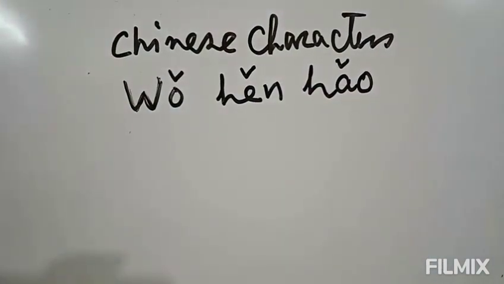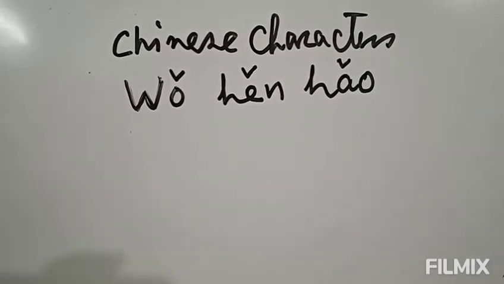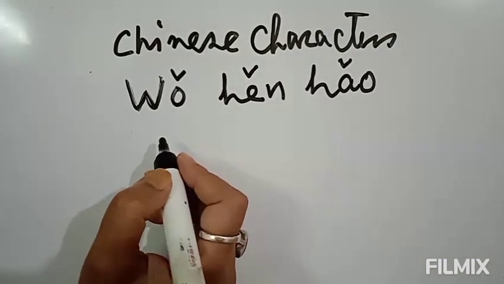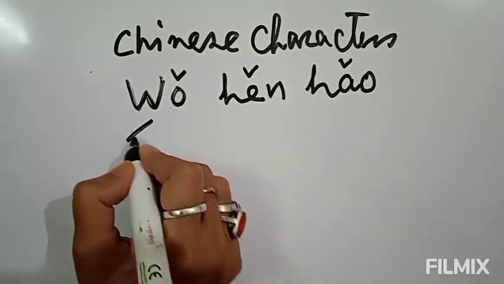All of this is a third tone, but you have to follow the second tone in the first case when two third tones are side by side. Already I have explained. Wo hen, this is the pronunciation. Wo hen, meaning I am very well. English meaning. I am showing you how to draw the character. This is the character wo. Wo means I.